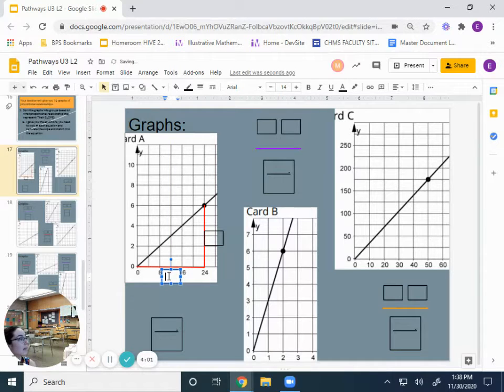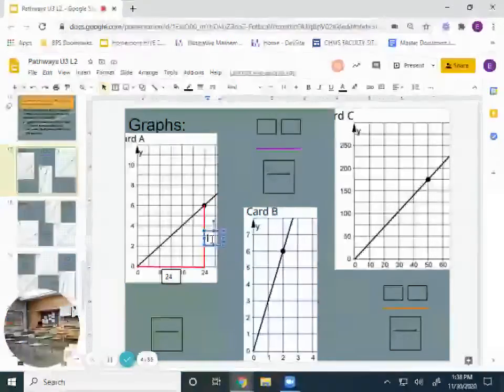Okay, so if I calculate my slope on this one, I go over from 0 to 24. So that has a run of 24. Okay, then if I calculate my rise, I'm going up 6. Making sure that you are looking at the scale of the graph, not just counting the number of boxes, because you might have said 1, 2, 3, 4, 5, 6, but 6 is not correct because you need to look at the scale. So this one has a run of 24, a rise of 6.